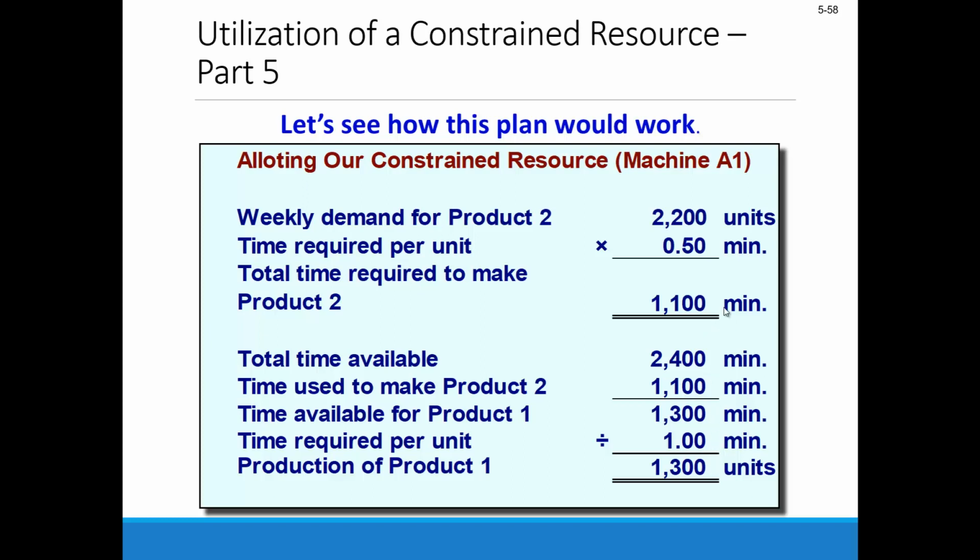So again, we're just trying to prioritize the use of this limited resource. Product 2 generates a higher CM per minute of time. So again, we'll fill all the demand we can with product 2 first. Then with that left over, we'll make as many units of product 1 as we can.